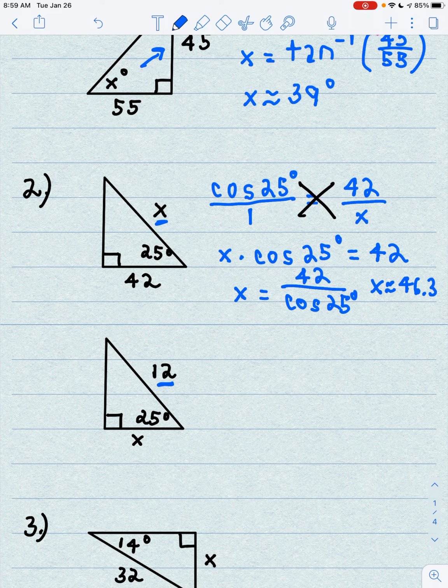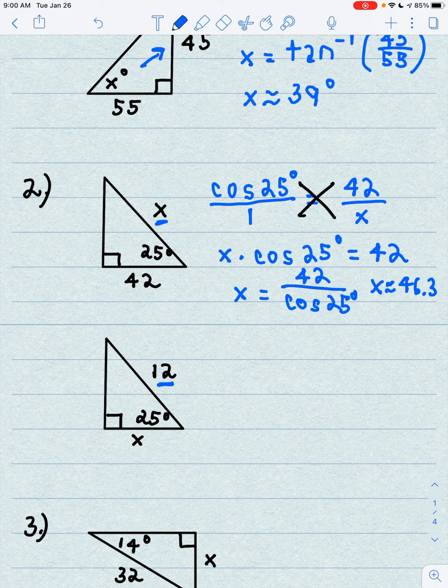46.3. So you're not always multiplying, you're not always dividing. It kind of depends on the cross product. And so to get x here, we're going to end up multiplying it by the cosine of 25 degrees. And then to get x by itself, we're going to end up dividing. Let's look at our next one.